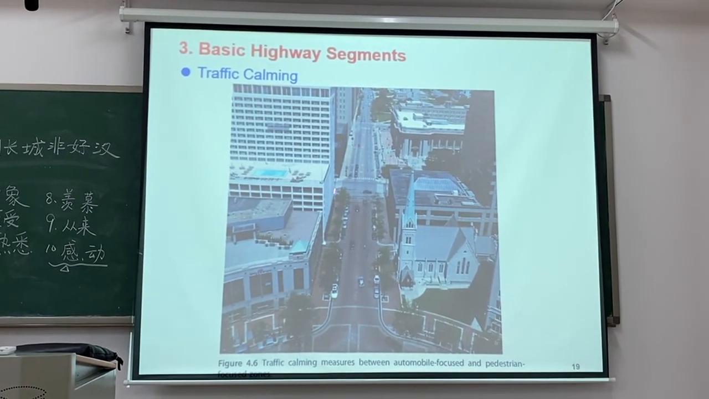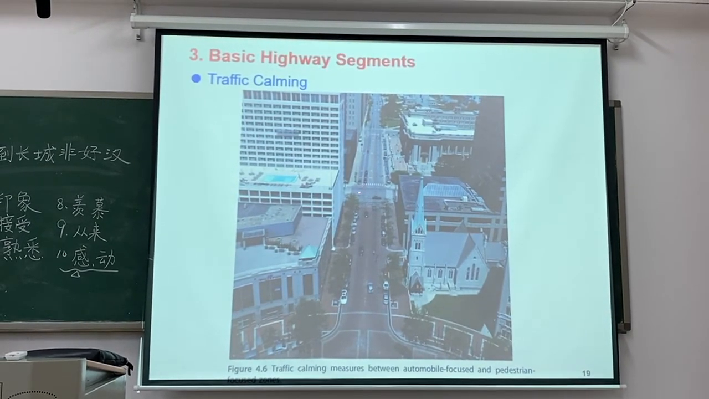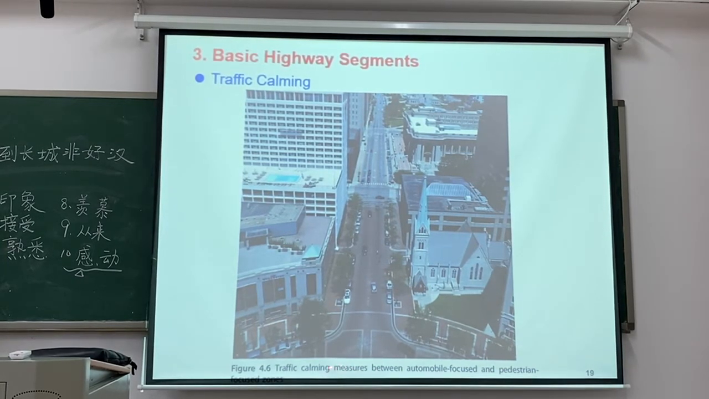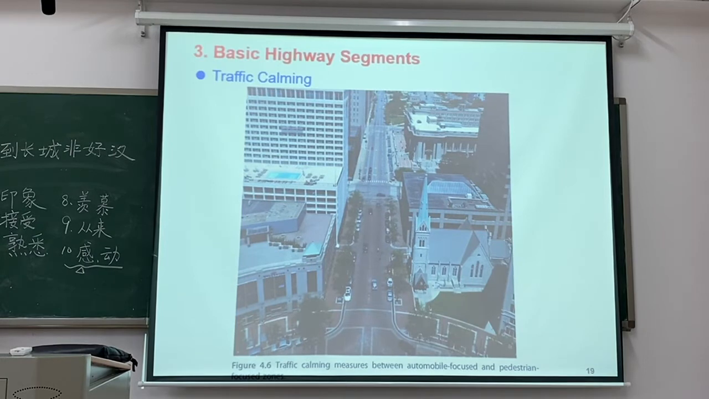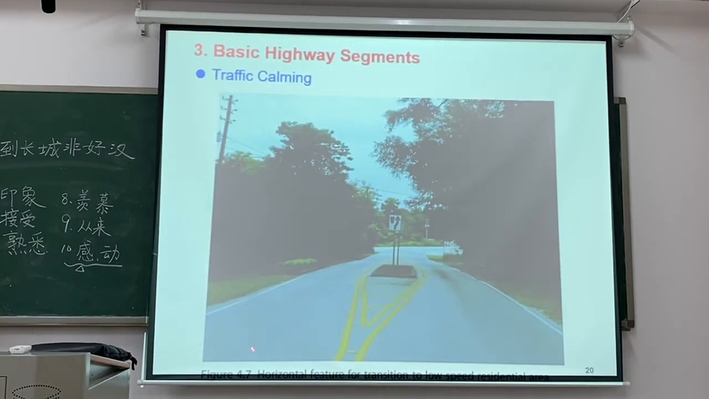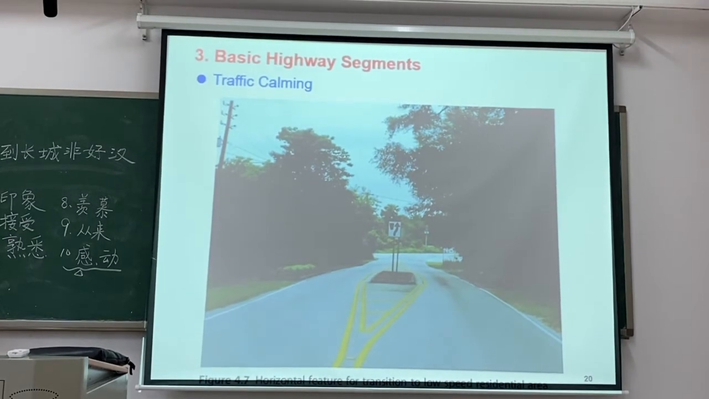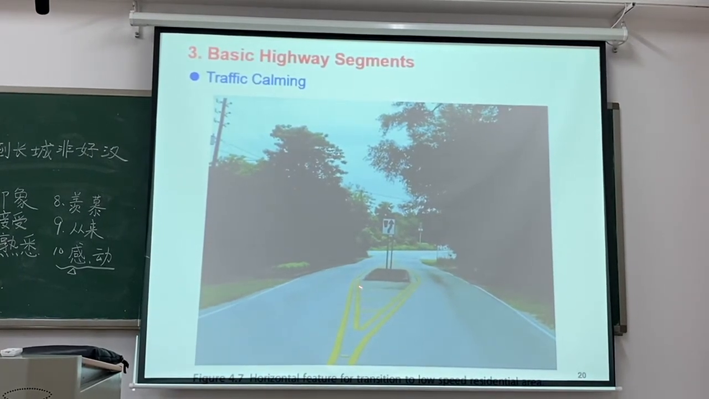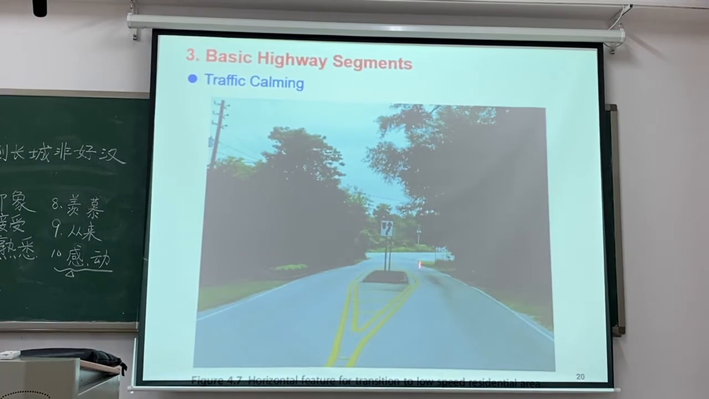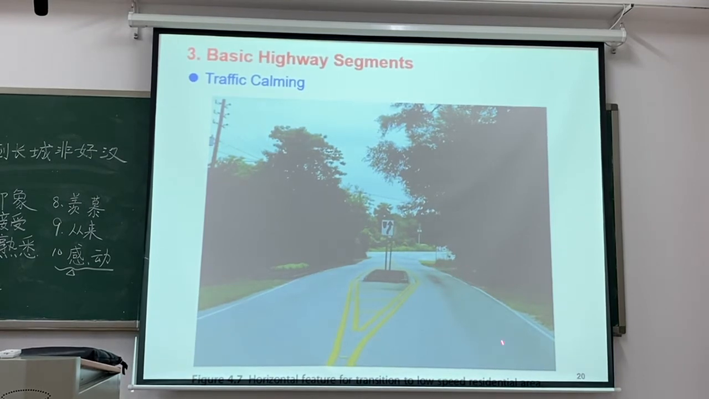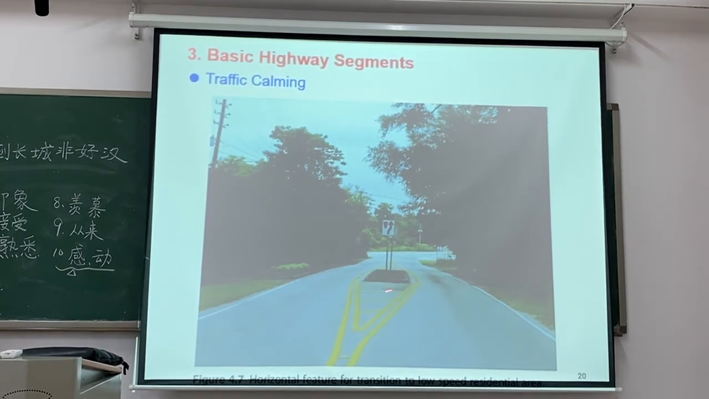We can use this to make different pavement for different traffic calming measures. Horizontal features for transition to low speed residential area. We build this to reduce the speed when cars go to the residential areas, to reduce the speed of cars.